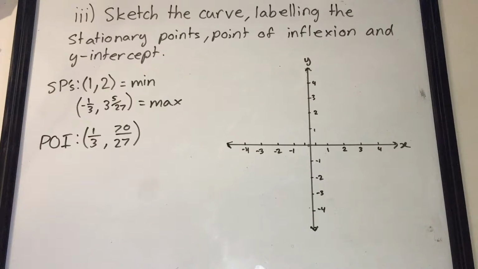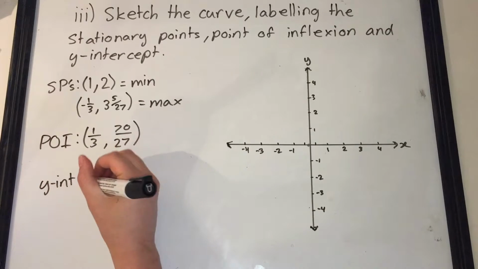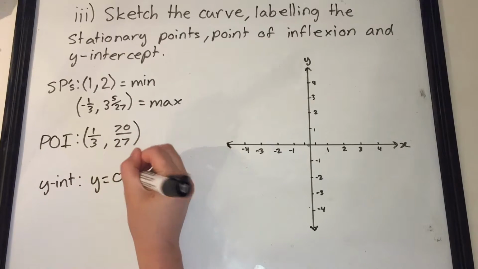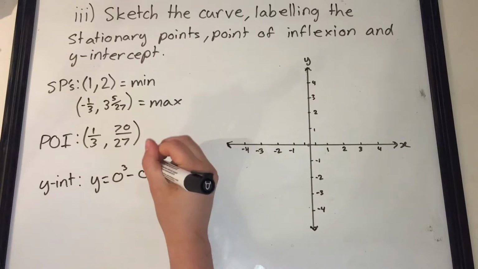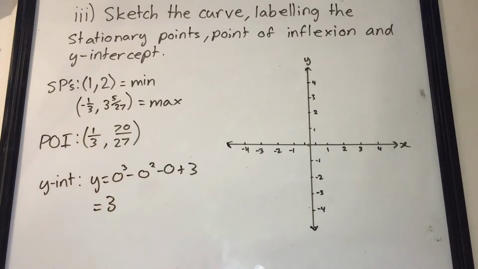For question III, we're going to sketch the curve, labeling the stationary points, point of inflection and y-intercept. I've already gone ahead and written our stationary points and point of inflection up. So we're going to start by finding the y-intercept. To do this, we're going to make all the x's 0 in our original equation. Therefore, our y-intercept is 3.